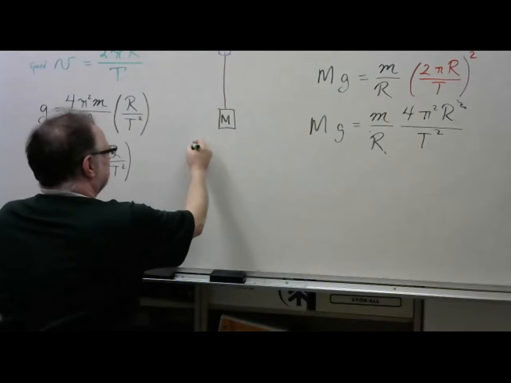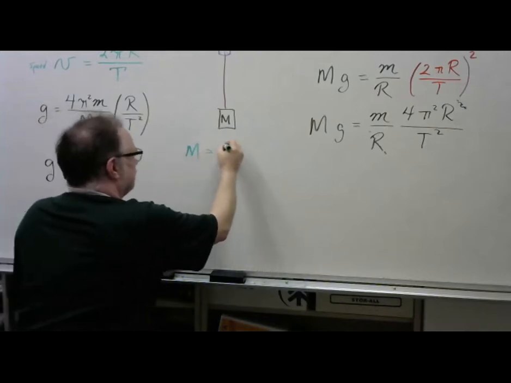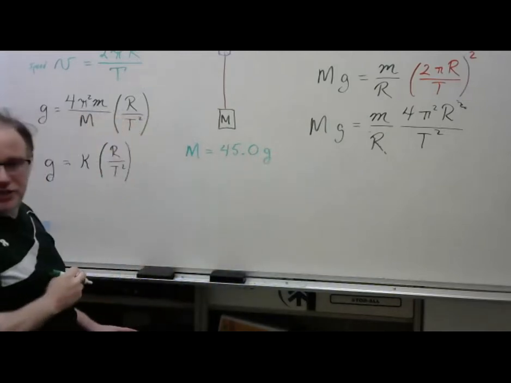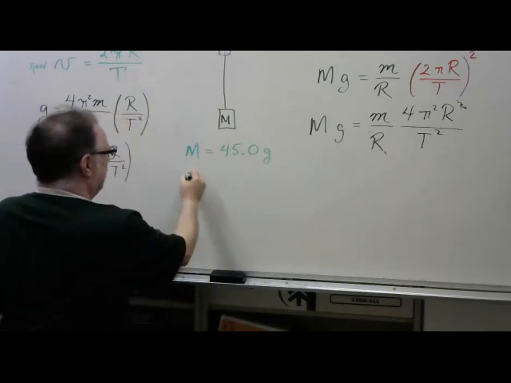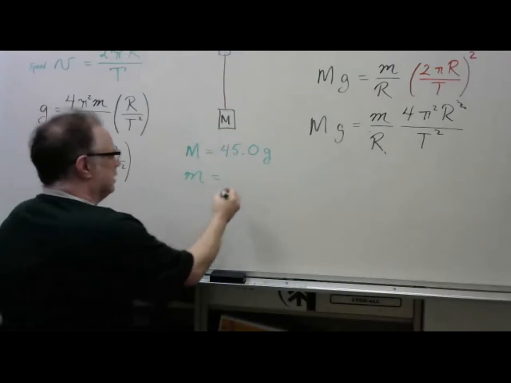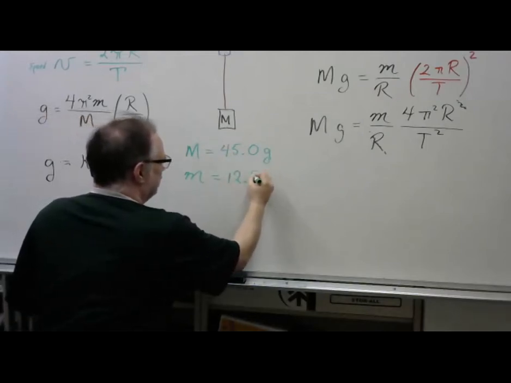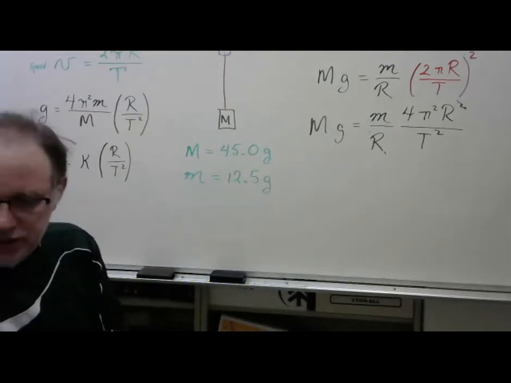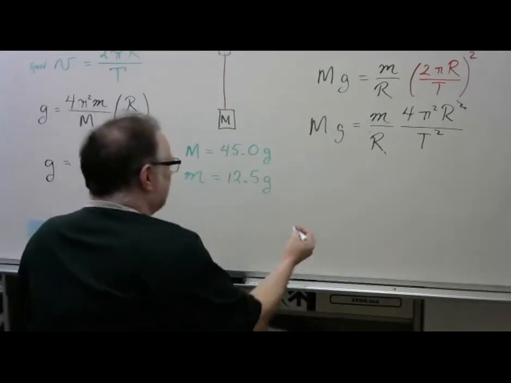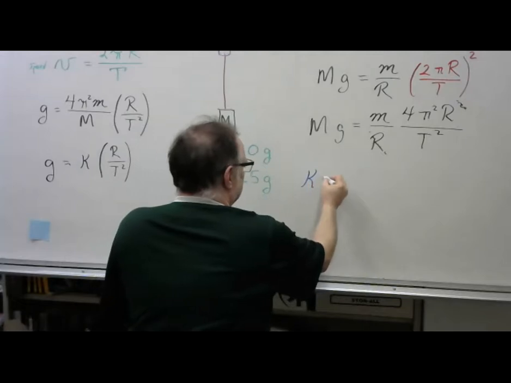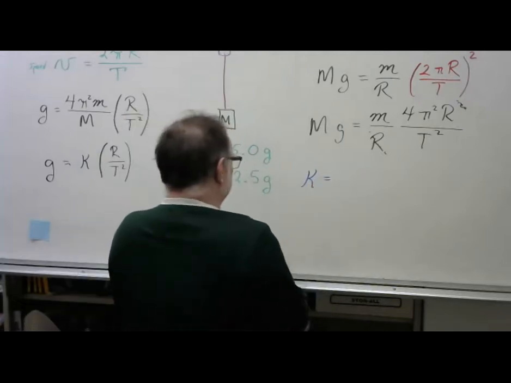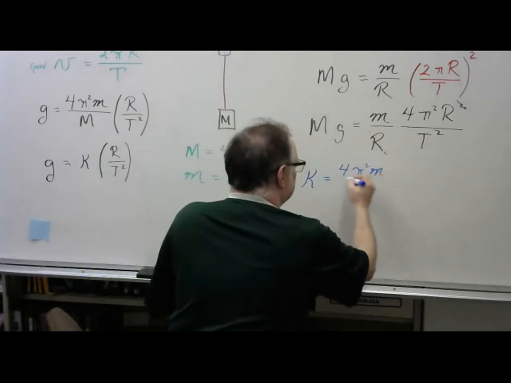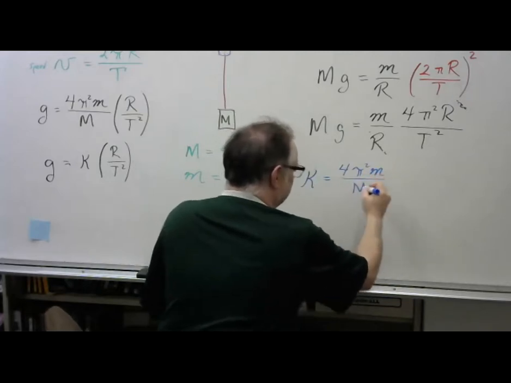The mass capital M, the brass weight, is 45.0 grams. So these weights are in grams. And the lowercase letter m is equal to 12.5 grams. Now, there's something I want you to notice when you're calculating this value of kappa, 4 pi squared little m over capital M.